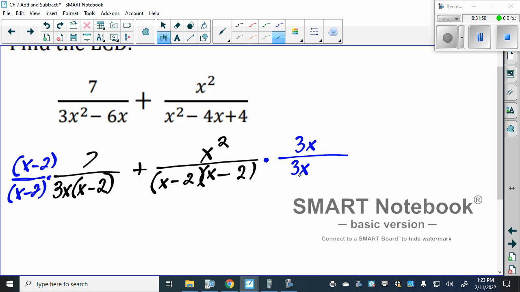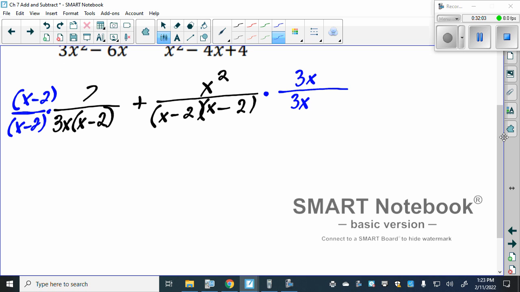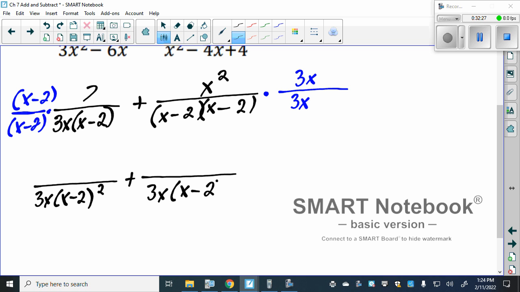And yes, the one on the right is missing a 3x, because the left side has a 3x and x minus 2. The right side already has one x minus 2, it's just missing the 3x. The one on the left has a 3x and x minus 2, but it needs a second x minus 2 for them to be the same. So what we'll need to do here is multiply by the x minus 2. And in the denominator, we'll have 3x times x minus 2. If we want to, we can almost say squared, because we do have 2 of the same one. And over here, we'll have 3x times x minus 2 squared.